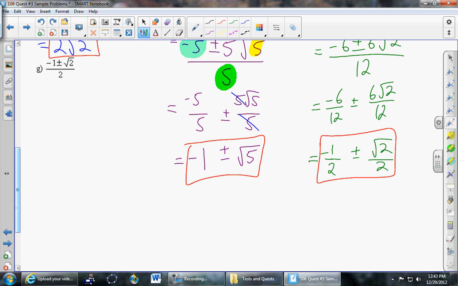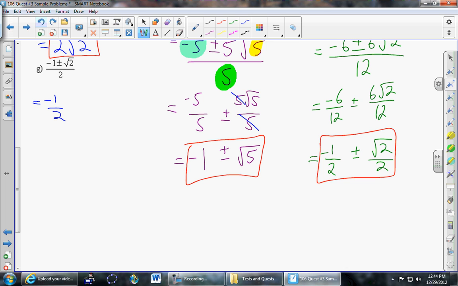Finally, part G. Negative 1 plus or minus square root of 2 over 2. Okay, looking at the only thing that we have a chance of working with, that radical 2, is there anything we can do to simplify it? No, it's as reduced as it can be. So we're ready to jump to the splitting up step.